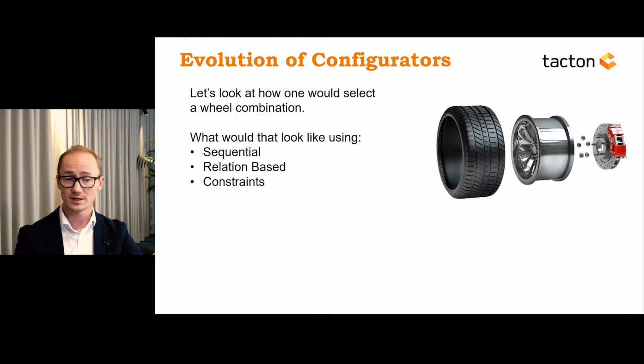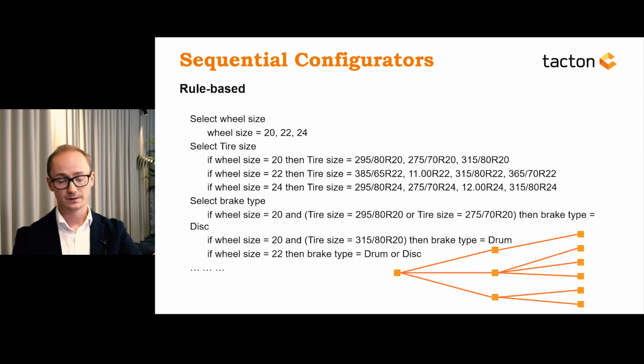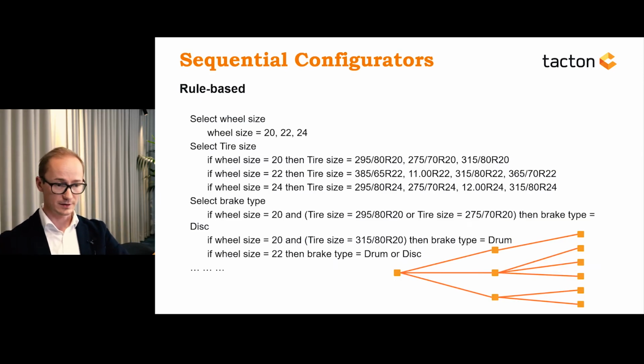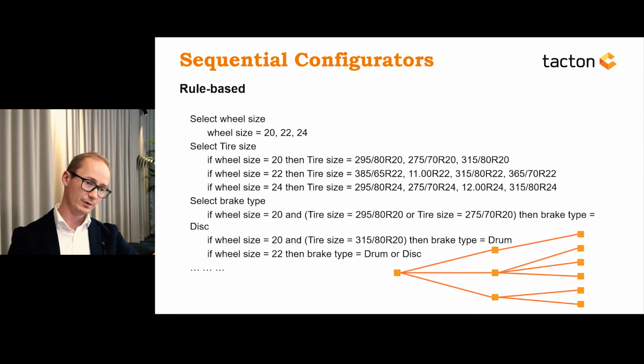The first one is the sequential ones. We'll look at how you would select a tire fitting to a rim that would build up a wheel with these three different approaches. First of all, if we do it rule-based with if-thens, then we have a very sequential configurator. We say that if you select a certain size of the wheel, if you have that size of rim, then the tire size must be this, this, or that.